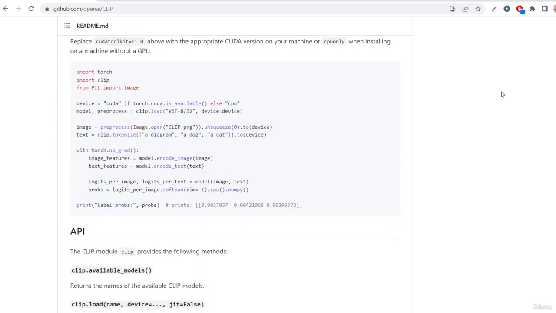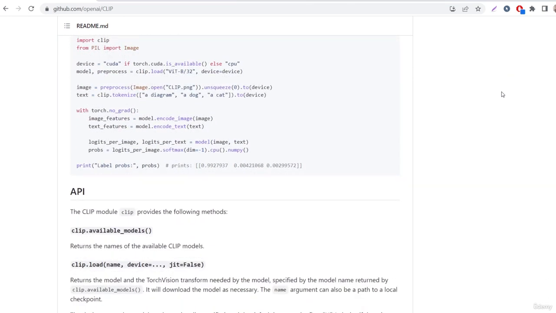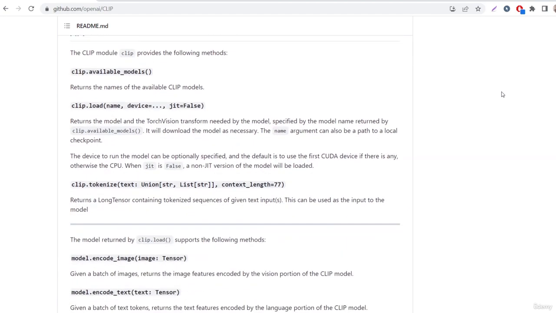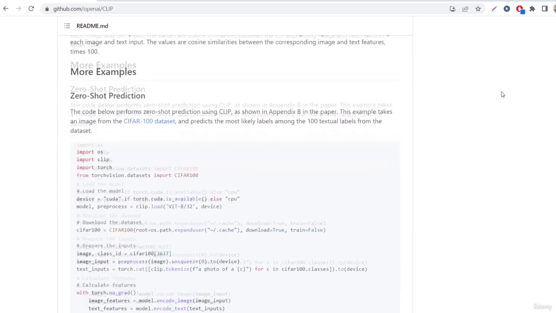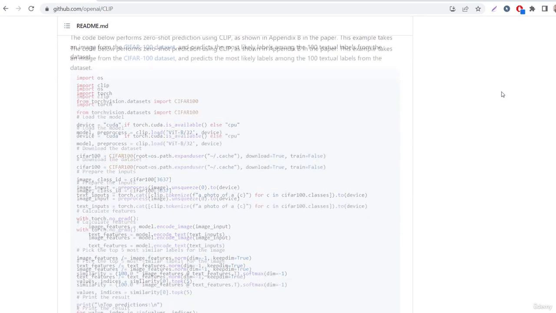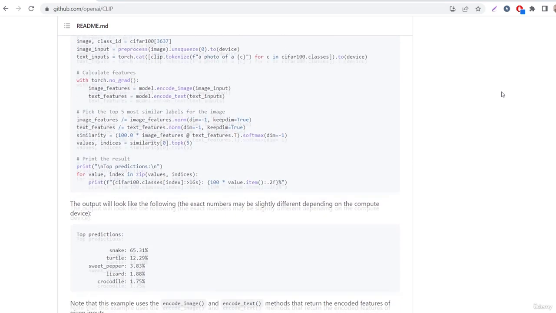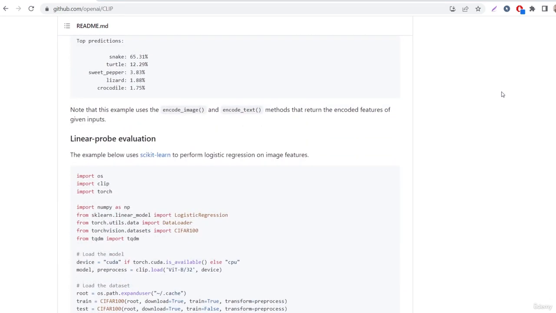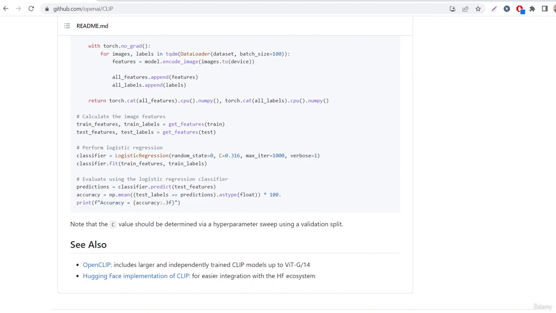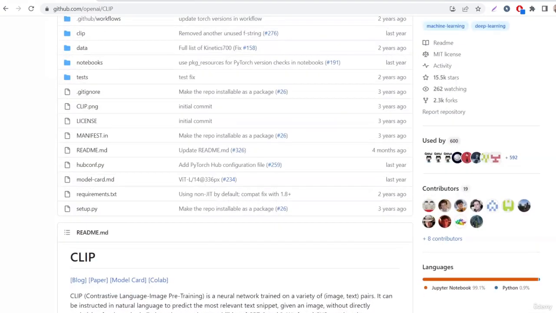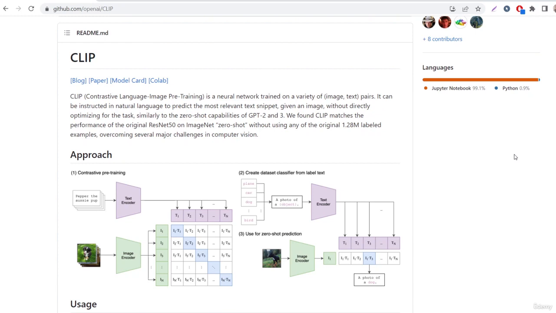CLIP. CLIP, which stands for Contrastive Language-Image Pre-training, is a groundbreaking model that combines language and vision. It has been trained to understand both images and their accompanying textual descriptions, enabling it to perform tasks such as image classification, generation of textual descriptions for images, and even finding visually similar images based on text prompts. CLIP's ability to bridge the gap between language and vision opens up exciting possibilities in the field of multimodal AI.